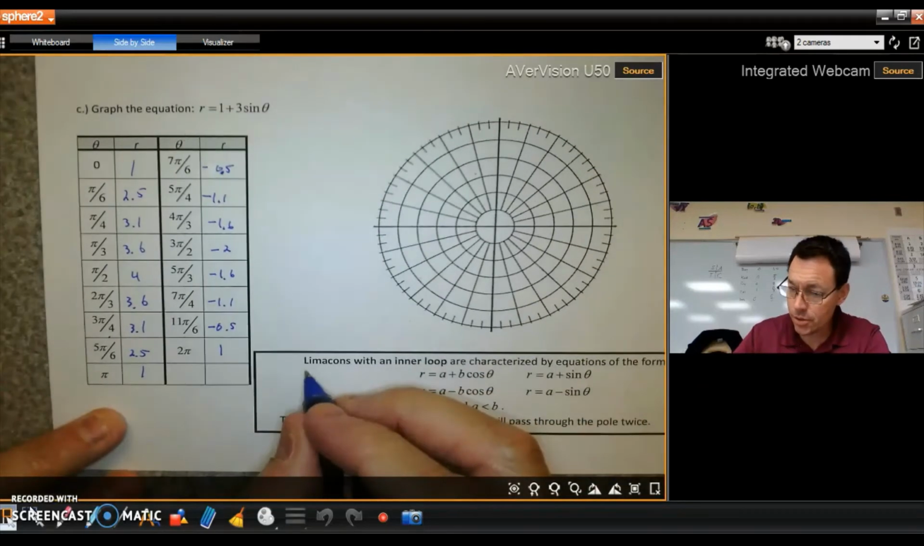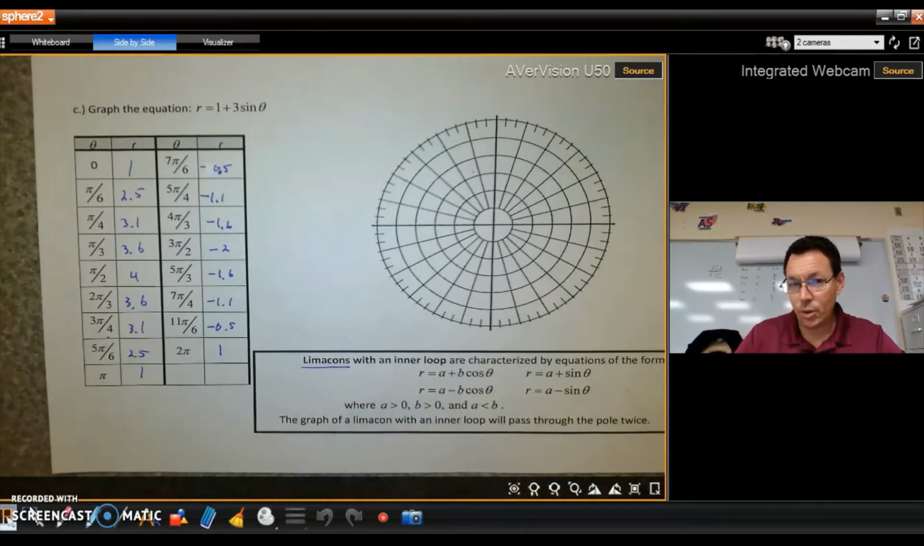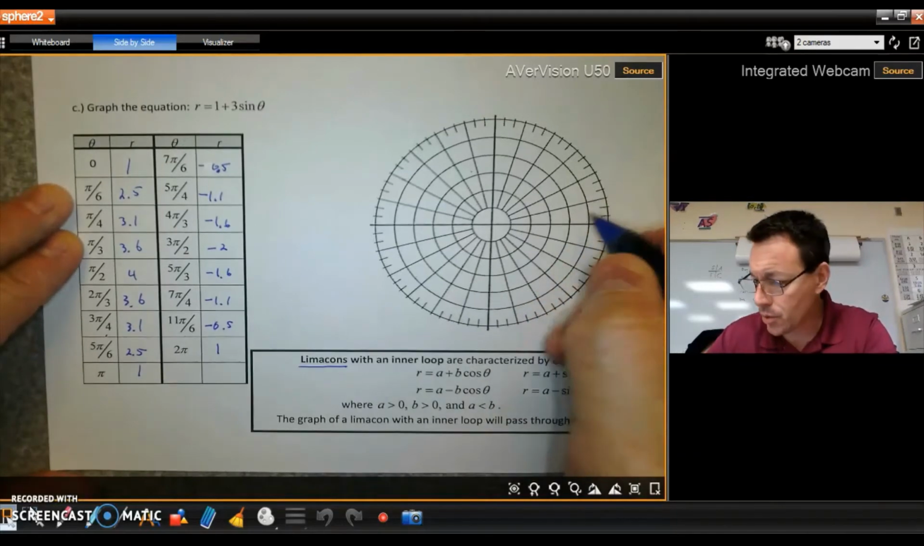This one is also called a limacon. It's called a limacon with an inner loop. So that's going to give you a little hint as to what's going to happen on this shape. So let's start graphing this and we'll see what happens.